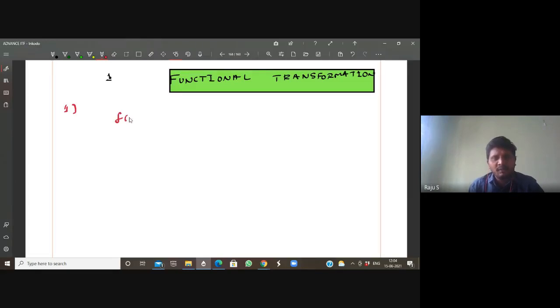So f of x into f of y is equal to f of x plus y. For what function which satisfy f of x into f of y is equal to f of x plus y? When I take f of x is equal to, anyone? Exponential function like a power x. I want to take a power x. A power x means it may be 2 power x, 3 power x, whatever it is.